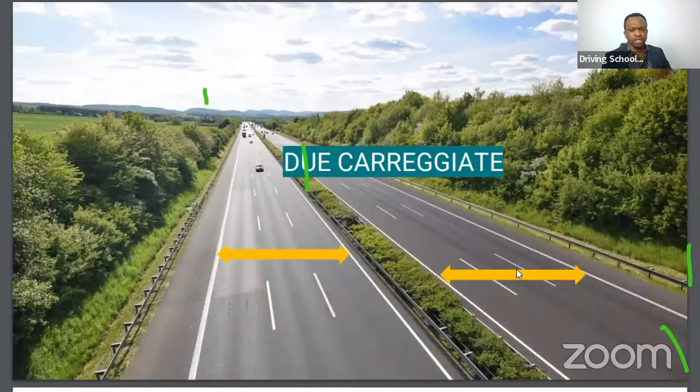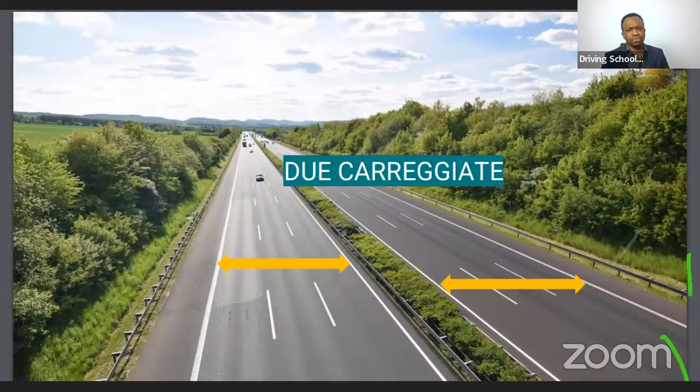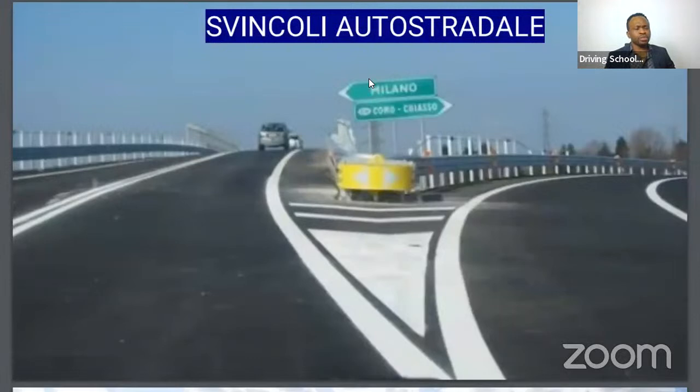While the carriageway is what we are having here, from here to here, this is carriageway. For example, here we're having two carriageways in this type of autostrada, you understand? So in all these places, stopping and parking is prohibited.